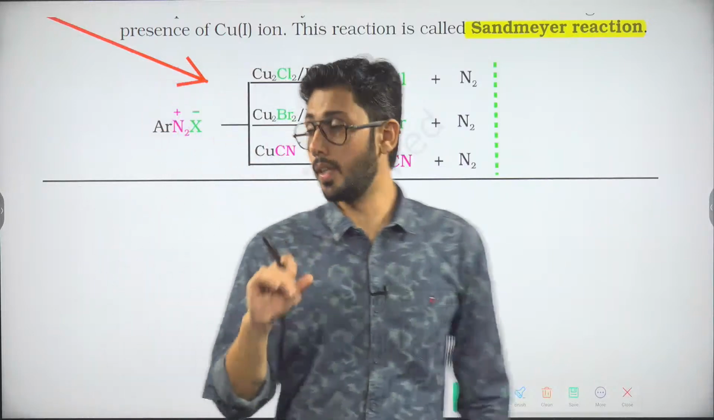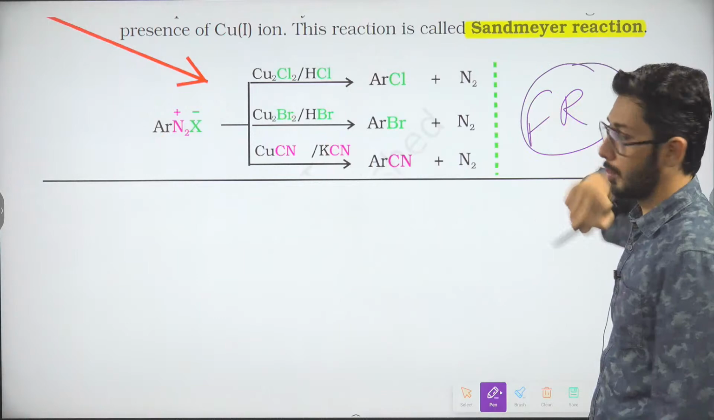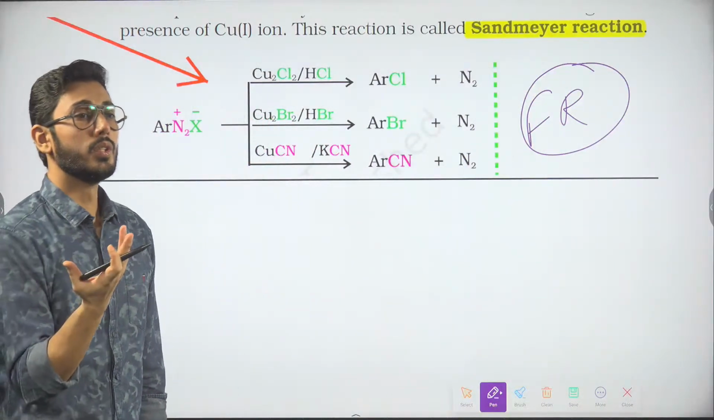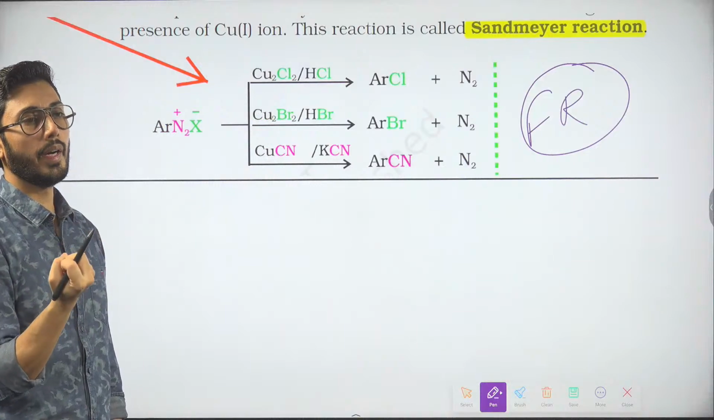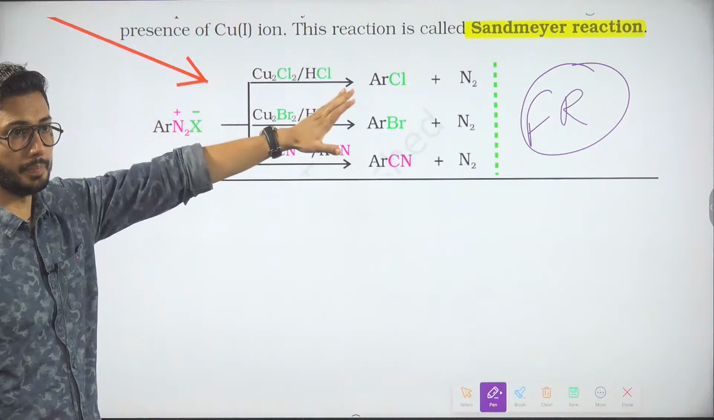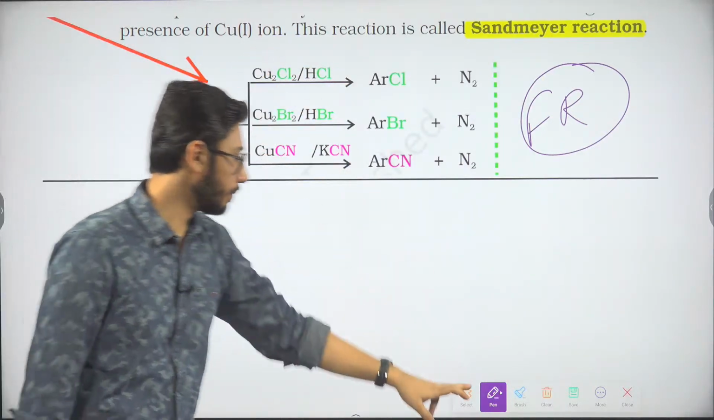Sandmeyer reaction involves free radical formation, but this information is nowhere given in NCERT. So the intermediate is not important. Important is the direct conversion: diazonium chloride to chlorobenzene, bromobenzene, and benzonitrile.